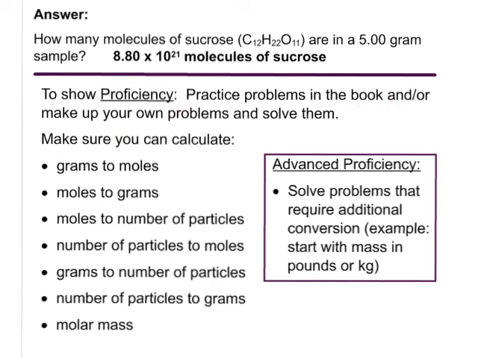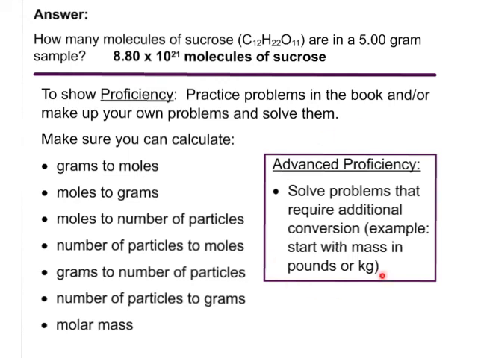So, to show proficiency, I've simply included here what you need to do to show proficiency on this section. You have practice problems in your book. You can make up your own problems and solve them and show me. The things that you need to make sure you're capable of doing. You need to be able to calculate grams to moles and moles to grams. You need to know how to calculate moles to the number of particles and number of particles to moles. Also, grams to the number of particles and number of particles to grams. Again, if you know the number of particles, you should be able to find the number of grams of a particular compound. Make sure you can calculate and tell me what molar mass is.